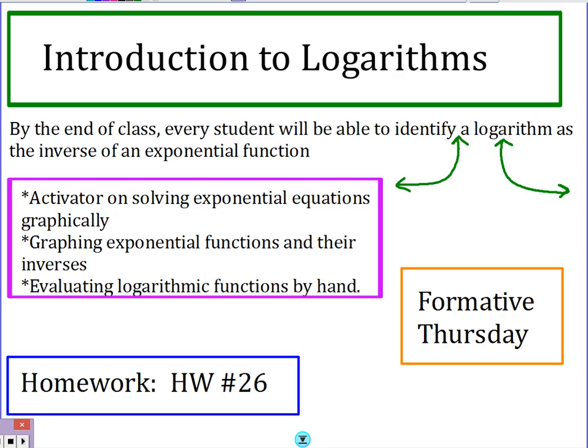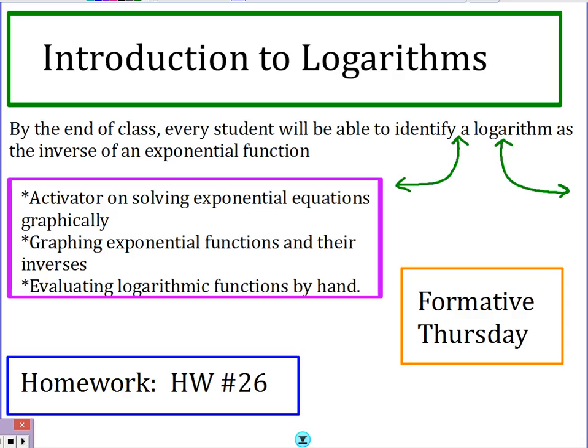So we are learning today Introduction to Logarithms. By the end of class, every student is going to be able to identify what a log is and to know that the log is the inverse of an exponential function. We did an activator already. We are going to graph some exponential functions and their inverses and evaluate log functions by hand. There's a quiz on Thursday, and tonight's homework is 26.